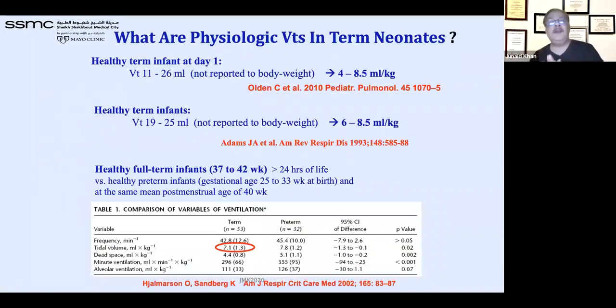So what are the physiological volumes in the term infant? There is no hard and fast rule. One study published in 2010 reported 11 to 26 ml, not indexed to body weight. If you divide that for a 3 kg baby, it comes to 4 to 8.5 ml per kg. Another study reported 19 to 25 ml, which comes to 6 to 8.5 ml per kg. Similarly in preterm infants, there is no evidence yet about which one to start with.